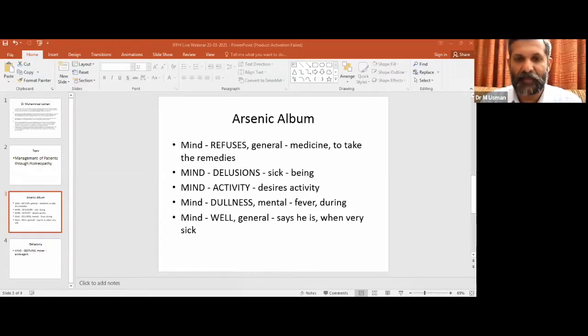This is a case of a child aged 4 years. The patient is in UK, and I'm in Islamabad. The patient is one of my relatives, and her mother contacted me via telephone. She called me in the morning.